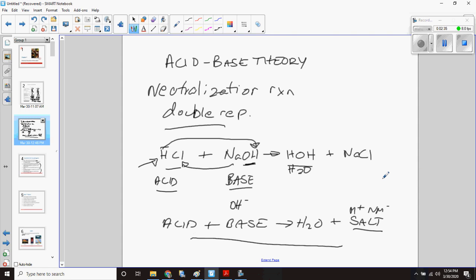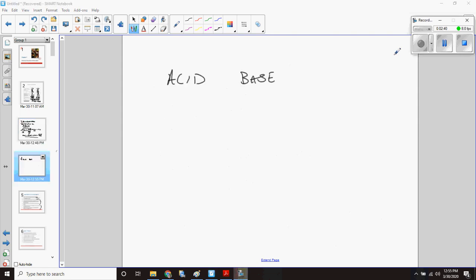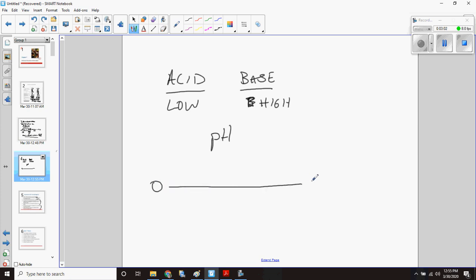So let's go into a little bit more detail about acids and bases in terms of pH. If we're talking about acids and bases, we're talking about the metric by which we analyze these, and that is pH. Acids typically have low pHs, and bases have high pHs. In terms of a pH scale, we go from around 0 up to around 14. And right smack in the middle is 7, and this is what we define as neutral.